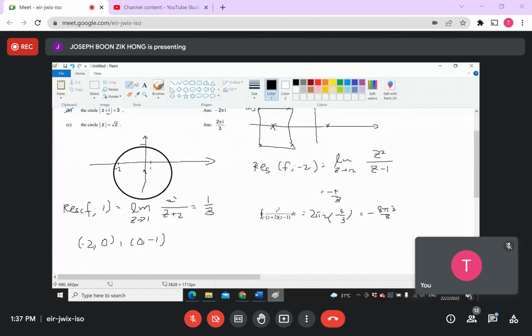So that means this one will be equal to 2 pi i times your 1 over 3 minus your 4 over 3. So it's negative 1. So I get negative 2 pi i. Okay. Try to have a look. If okay, try to proceed to question 10.